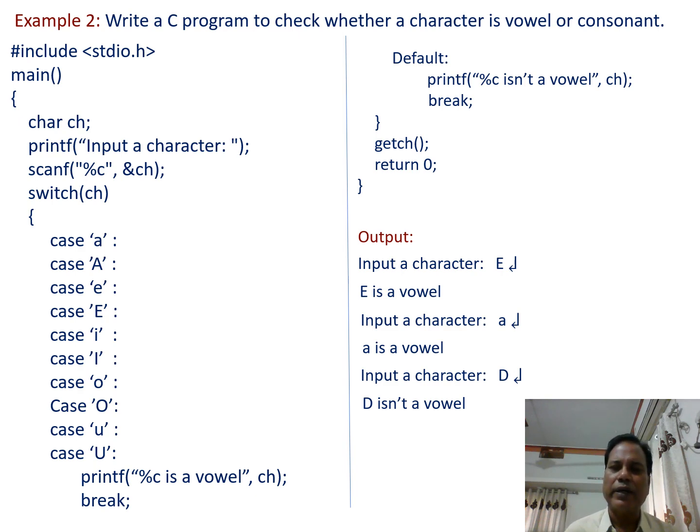So whatever character we enter is compared with the case values listed, and if any listed case value is found to be equal, then according to that, vowel is displayed. If no vowel is found, then the default case displays that the particular character is not a vowel.